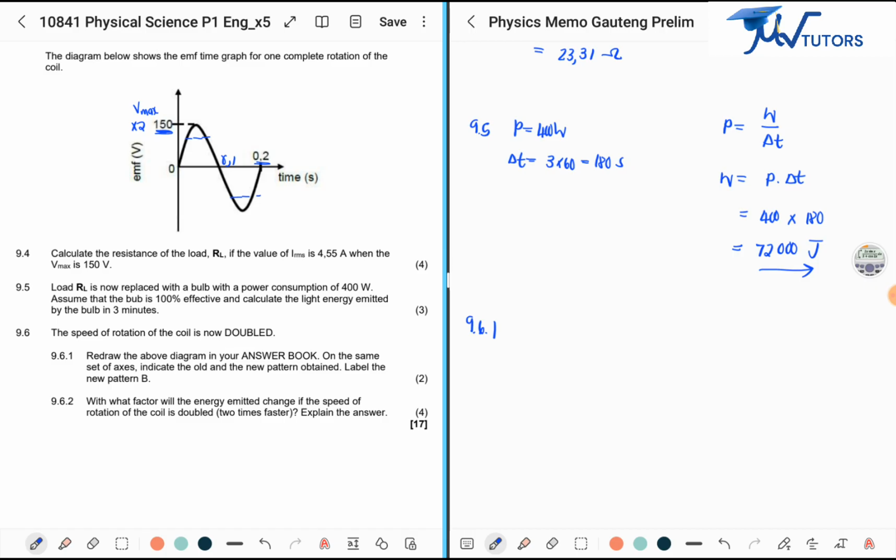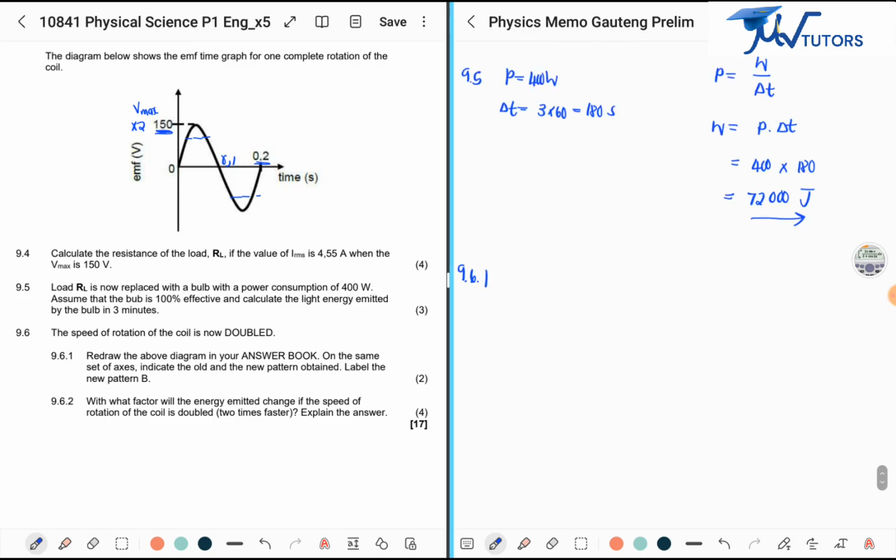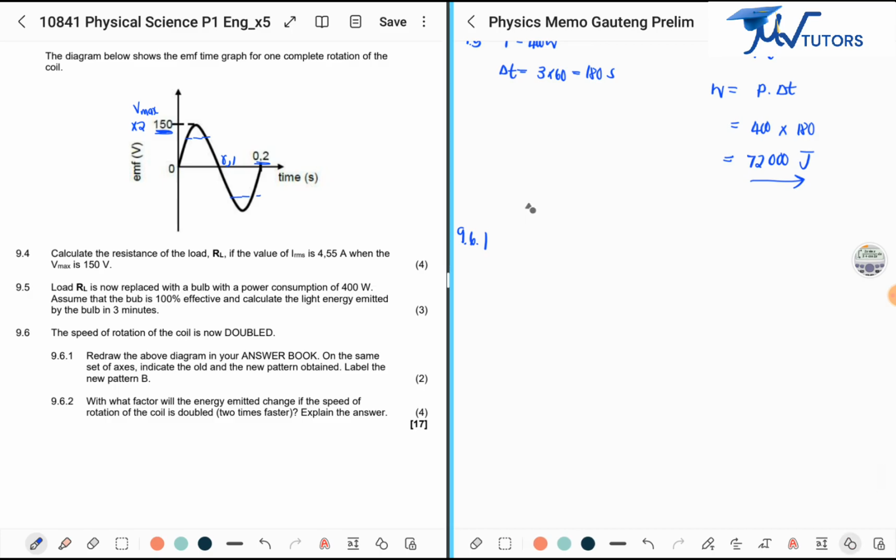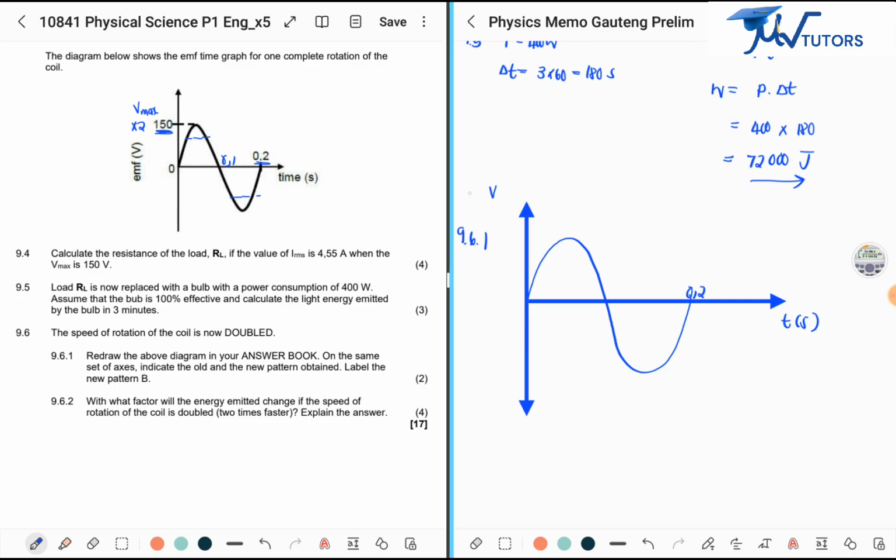Now it says redraw the above diagram in your answer book, and on the same set of axes indicate the old and the new pattern obtained. So let us now draw this graph. There we are. The original one looks like that, and at this point we have 0.2. This is time in seconds, and that's EMF in volts.